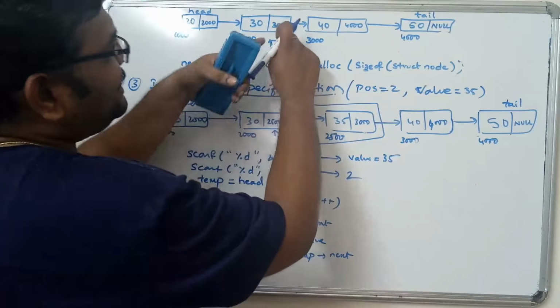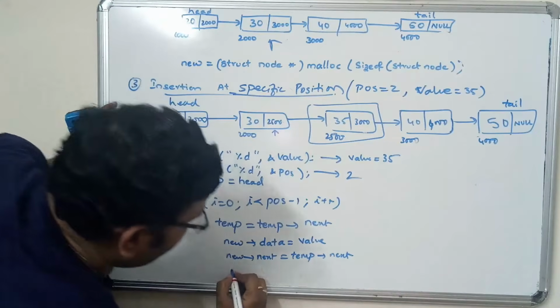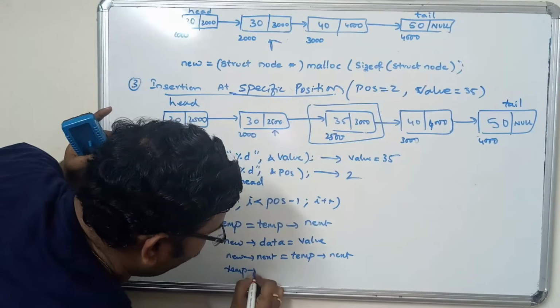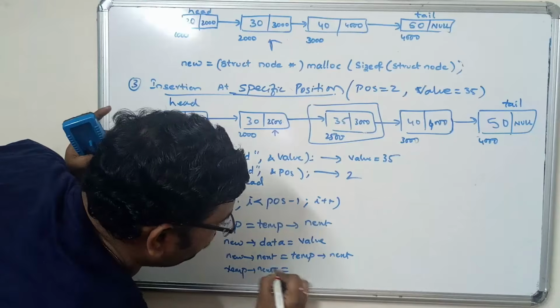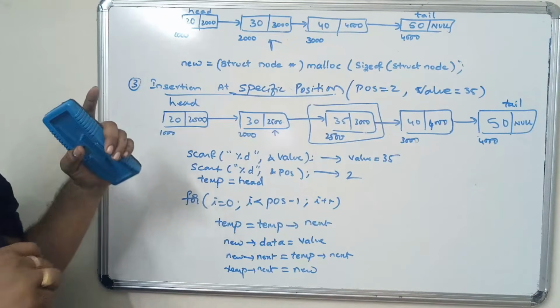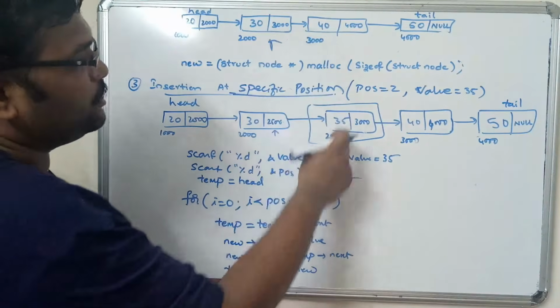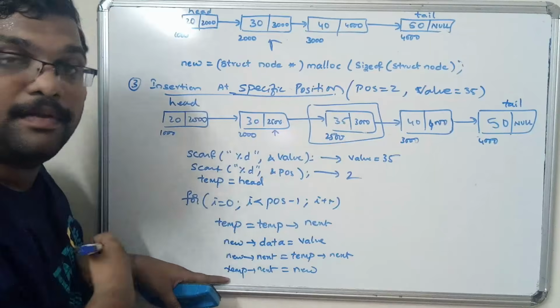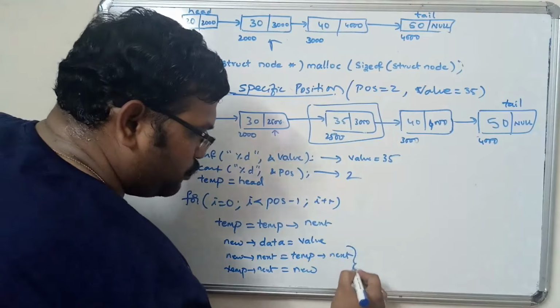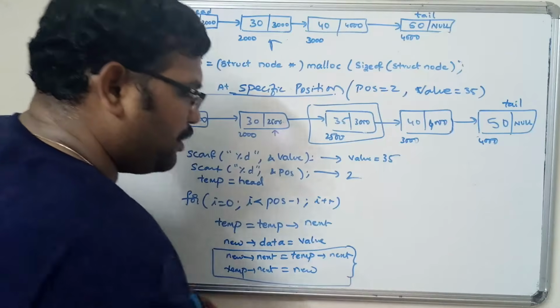Now place this with the new node address. So temp of next is equal to new, right? So these two statements are very important. We have to follow the same order, right?